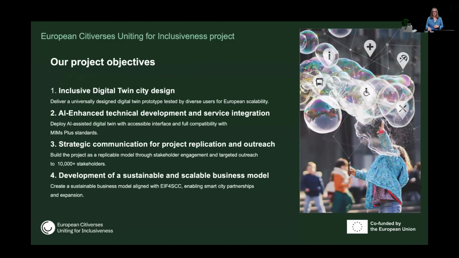Before I welcome the speaker on board, I just want to remind you about our 4 project objectives. First, inclusive digital twin city design. The second is AI-enhanced technical development and service integration. Number 3, strategic communication for project replication and outreach. And the 4th is development of a sustainable and scalable business model. These are all very important objectives, and I'll be a little parrot here to remind you about them on and on.